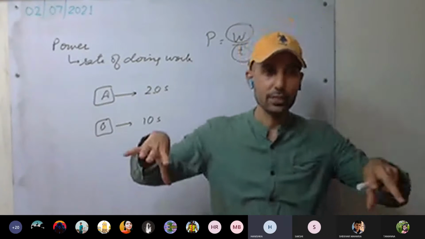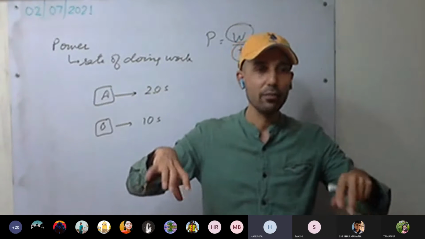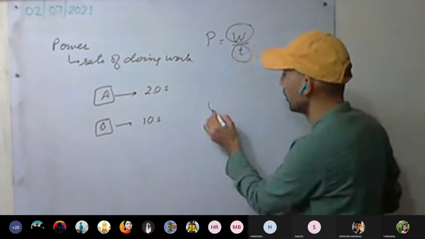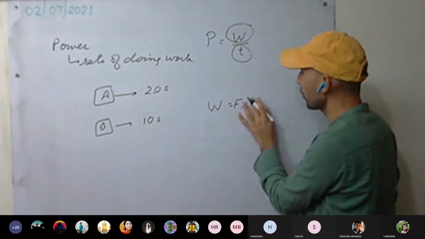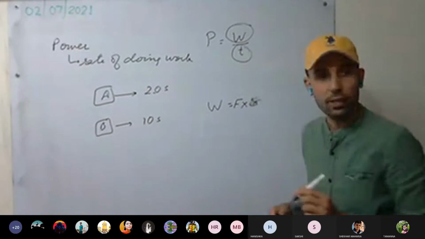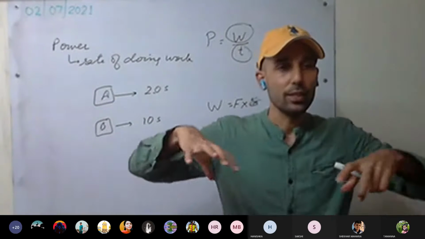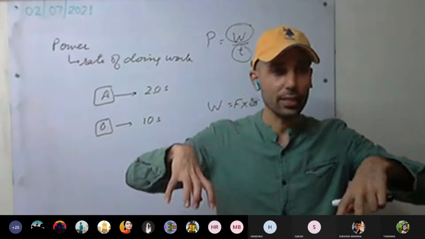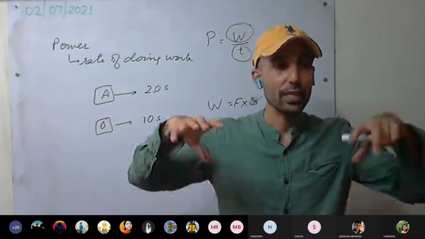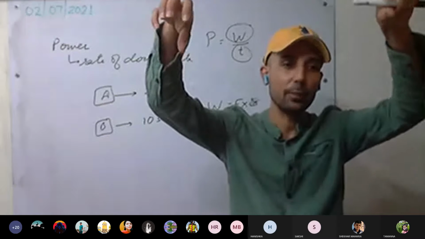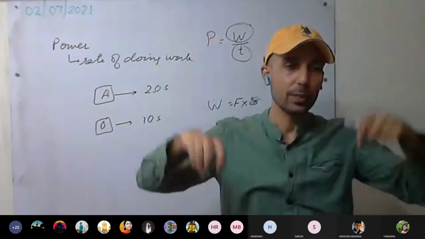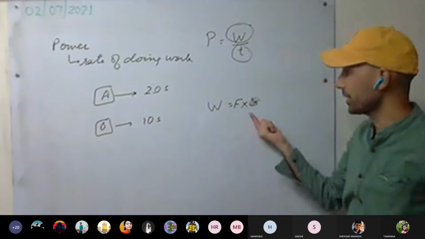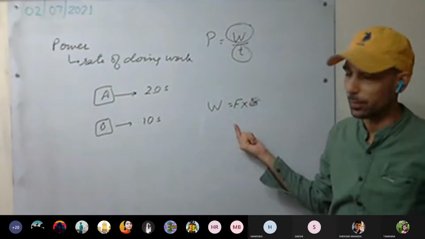Here, the luggage is the same, so the work done will be the same. What is work done? Force into displacement, F dot S. They have to lift the same mass of luggage, and on the same bus they are putting it. So the distance covered is also the same, and the force applied is also the same. So the work done is the same.